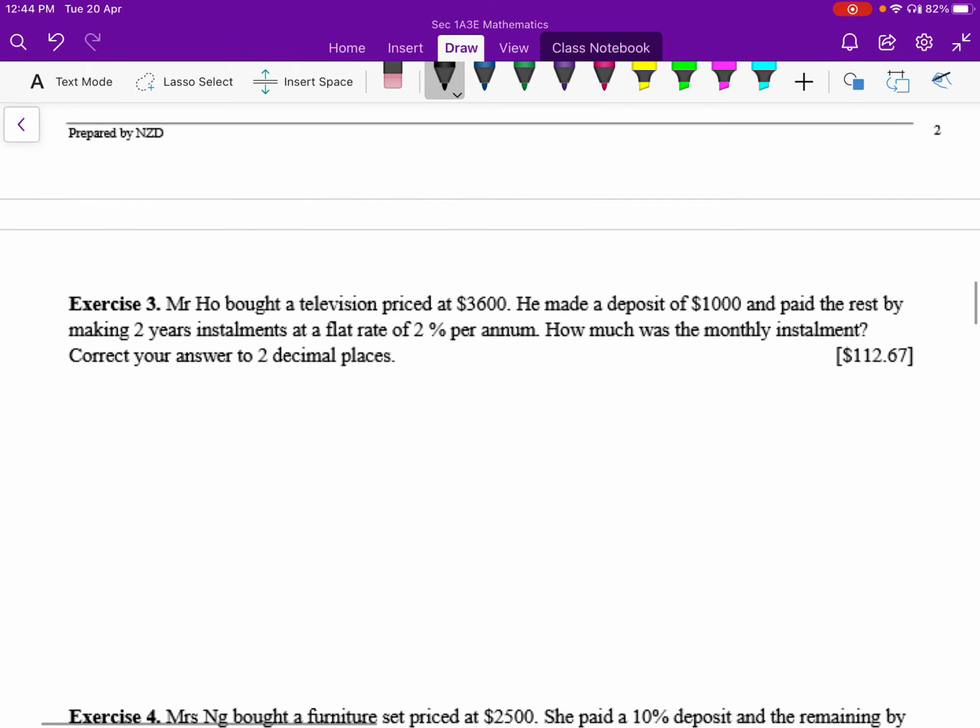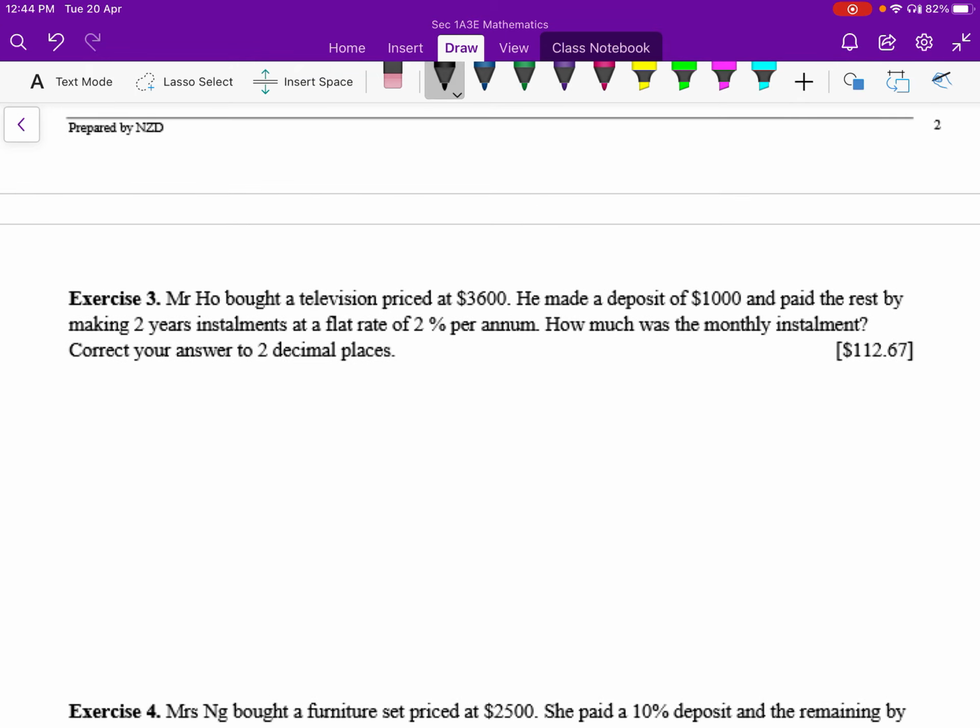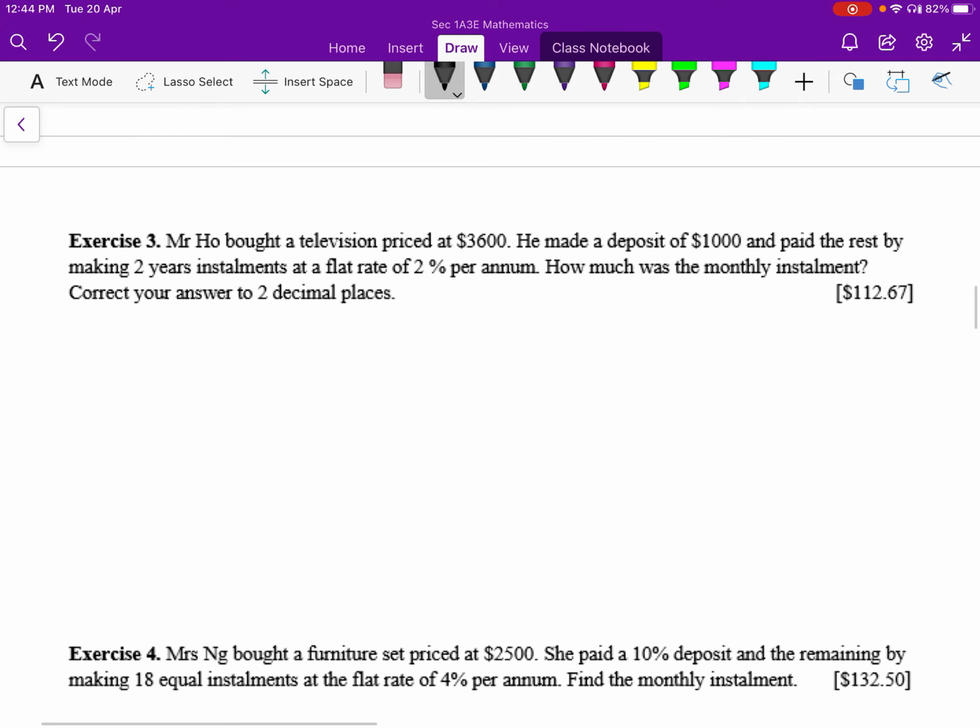Next, Mr. Ho bought a television, price 3,600. He made a deposit of $1,000. Deposit. So he paid that first, and he still owes $2,600. The rest is paid by 2 years installment at a flat rate of 2% per annum. So how much does he have to pay every month?